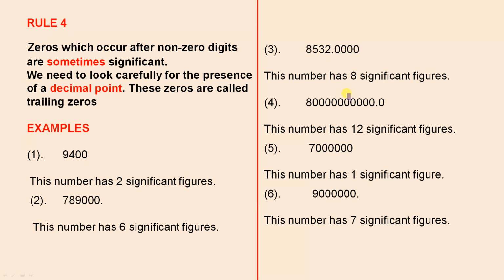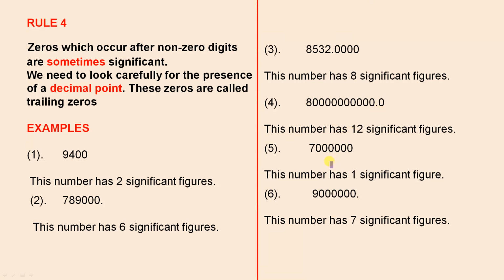They are significant. This number here, we have all these zeros. We have a decimal point plus another zero, all occurring after the 8. 1, 2, 3, 4, 5, 6, 7, 8, 9, 10, 11, 12. 12 significant figures because of the decimal point.